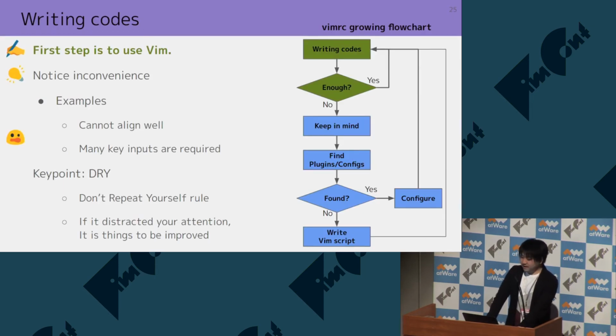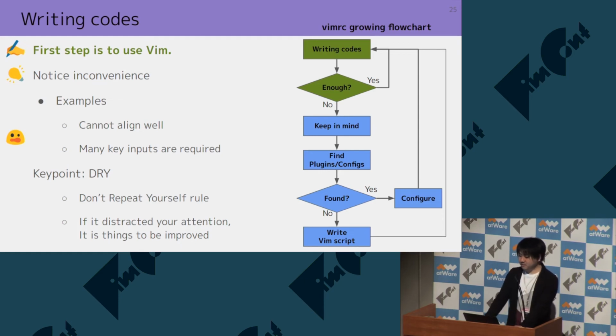The right figure is the vimRC growing flowchart that I created for today. So I describe how to grow vimRC following this chart. The first step is writing code, documents, and notes, and it sounds clear to us.